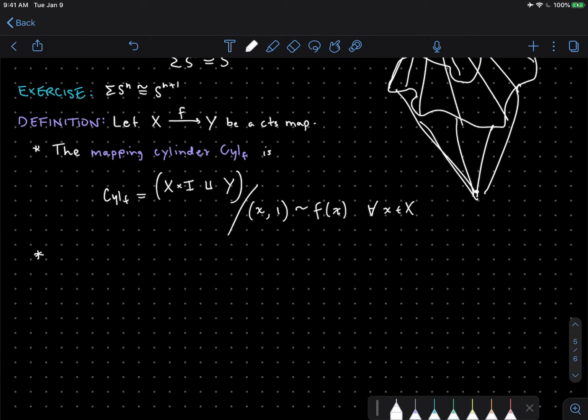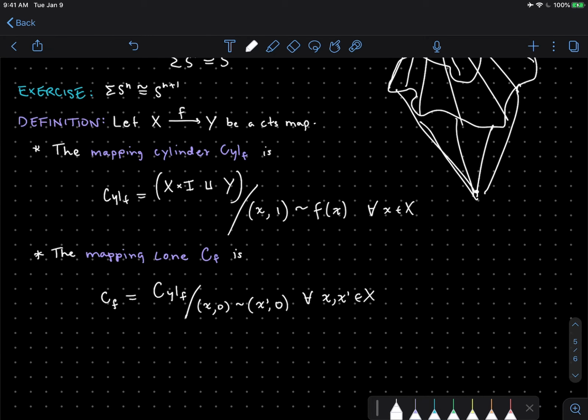Next up, and what we'll see more frequently, the mapping cone C_f is now going to be the quotient space of the cylinder by the relation where (x, 0) is equivalent to (x', 0) for all x and x' in X.